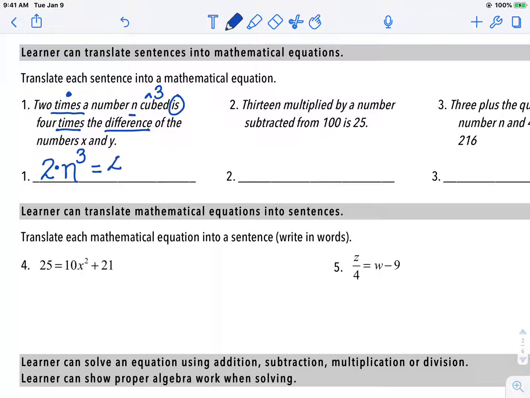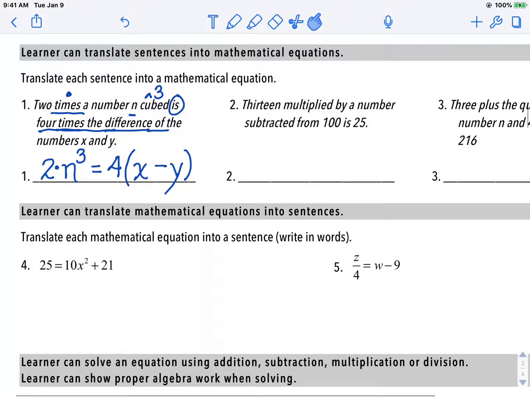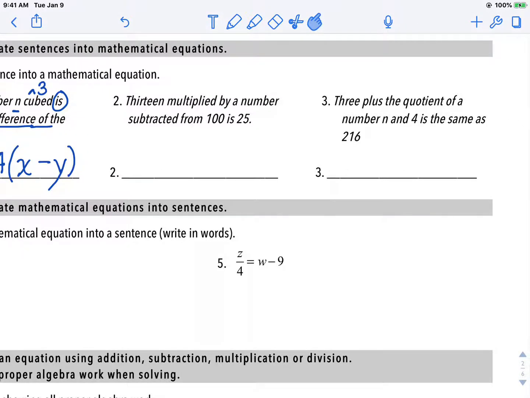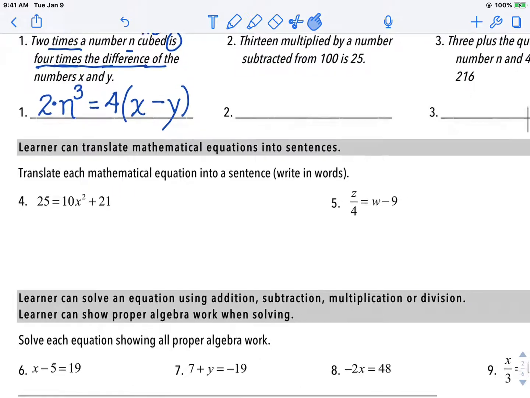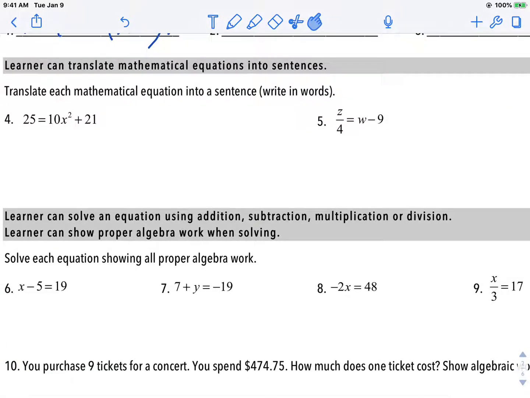is 4 times, now it says the difference of, so 4 times the difference of is a parentheses word, 4 times the entire subtraction problem that is in that order, difference of x subtract y. You're not solving these, you're just translating them. When you get to the other ones, again, look for those key words and translate them. Again, pause the video then when you're ready to do that.